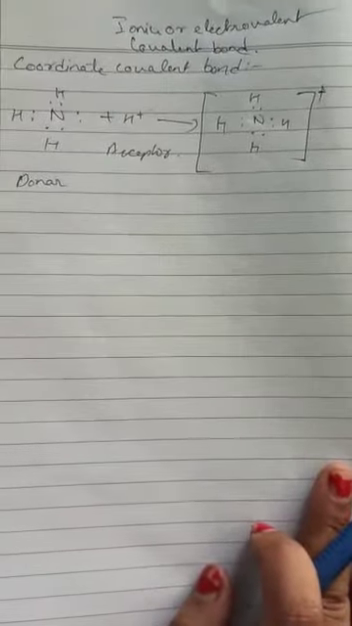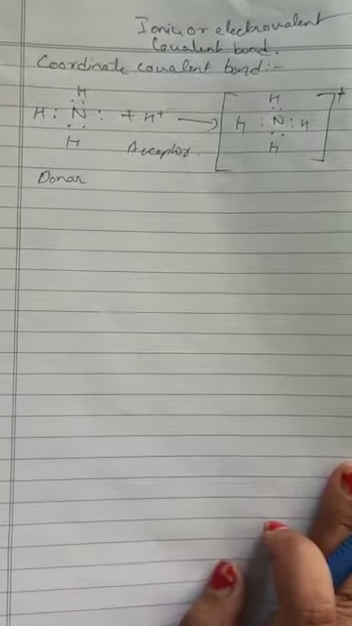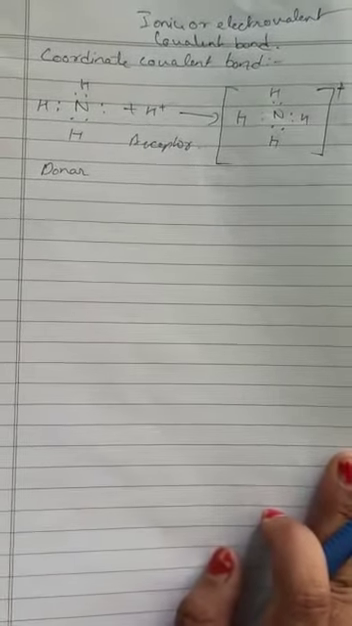Ionic or electrovalent bonds are those bonds which are formed by the complete transfer of electrons from one atom to another atom, and covalent bonds are those bonds which are formed by the sharing of electrons, or you can say mutual sharing of electrons among the two atoms. Okay, so let's move forward to the next type of bond.